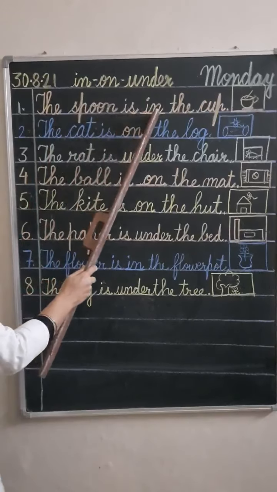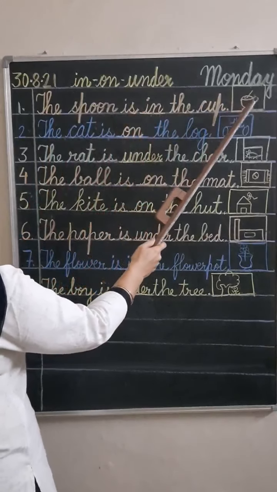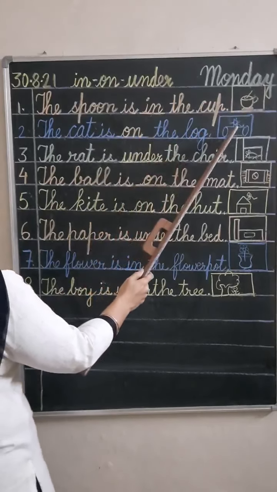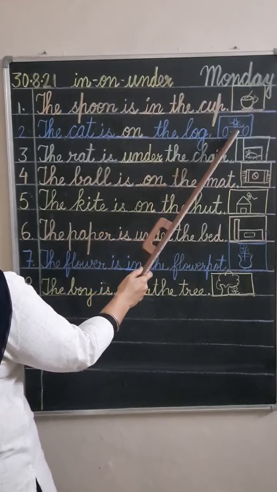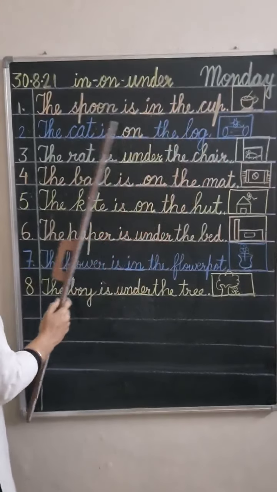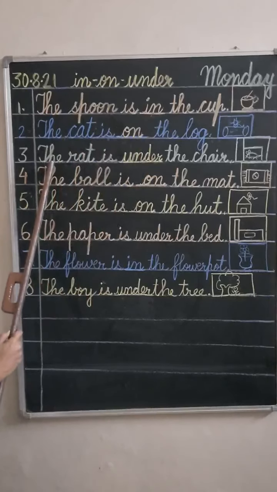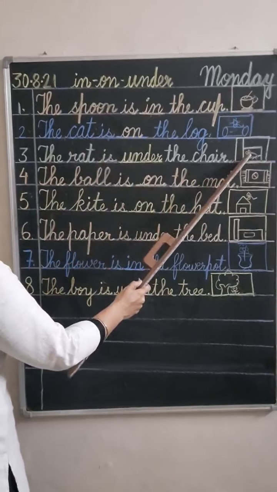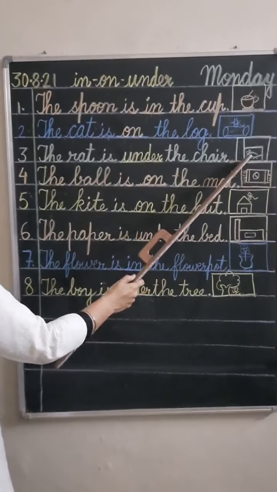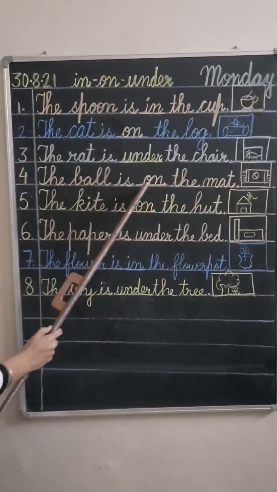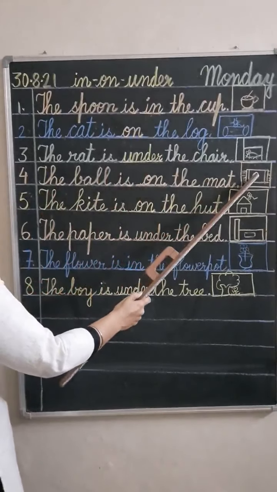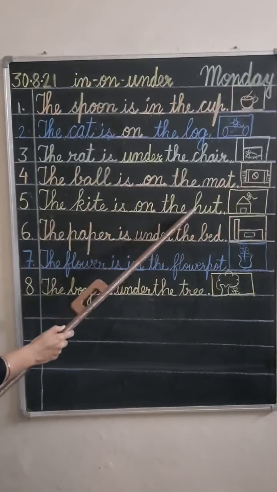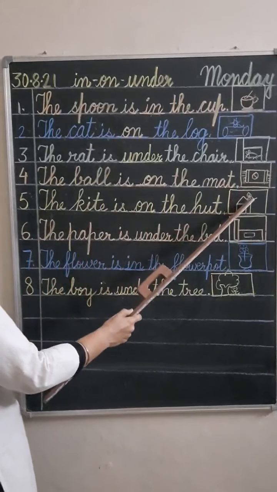The spoon is in the cup. Where is the spoon? The spoon is in the cup. Okay. The cat is on the log. Where is the cat? The cat is sitting on the log, na? Okay. The rat is under the chair. Where is the rat? The rat is sitting under the chair. Okay. The ball is on the mat. Where is the ball? The ball is on the mat. Okay. The kite is on the hut. Where is the kite? The kite is on the hut.